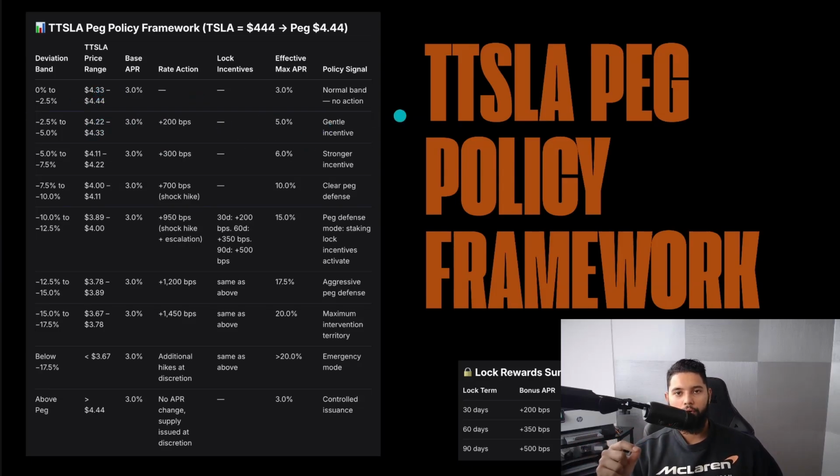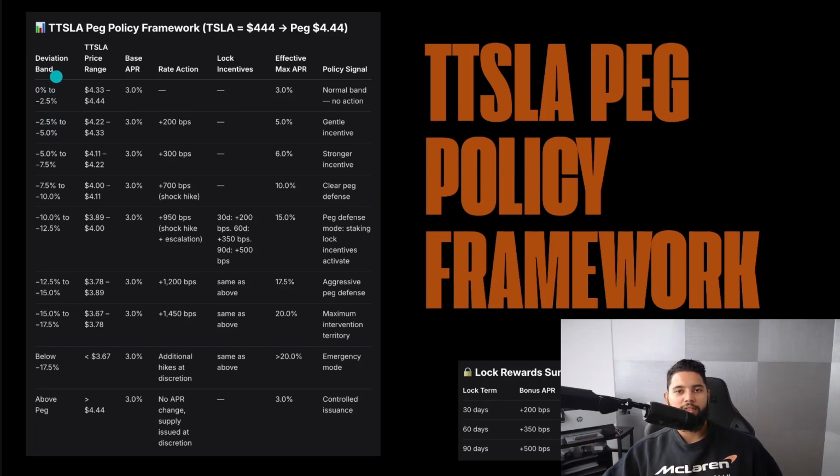There's an oracle that's watching the TSLA price, and it's telling TTSLA's rate policy what that price is. If it's trading within 2.5% of the TSLA price, then there's no action from the rate policy. What does that mean? It means that the baseline APR is 3% yield for TTSLA. That never changes. Whatever TTSLA you hold, you get 3% yield. That's the bare minimum. You're always going to get either that or more.